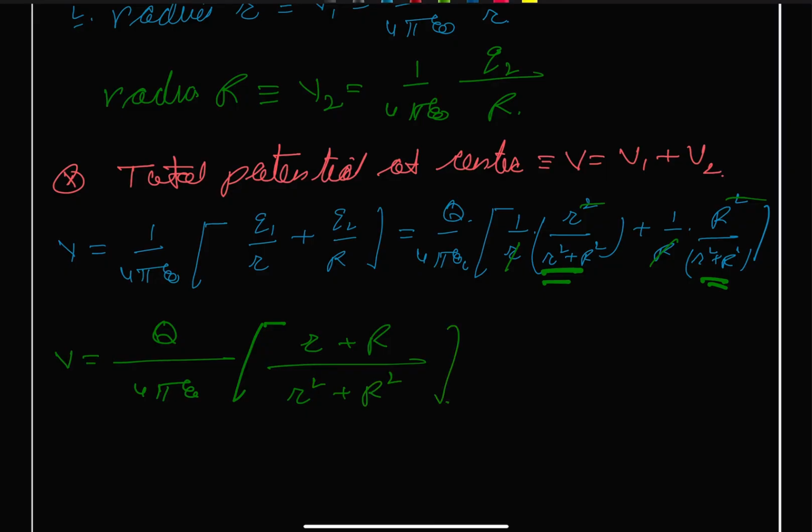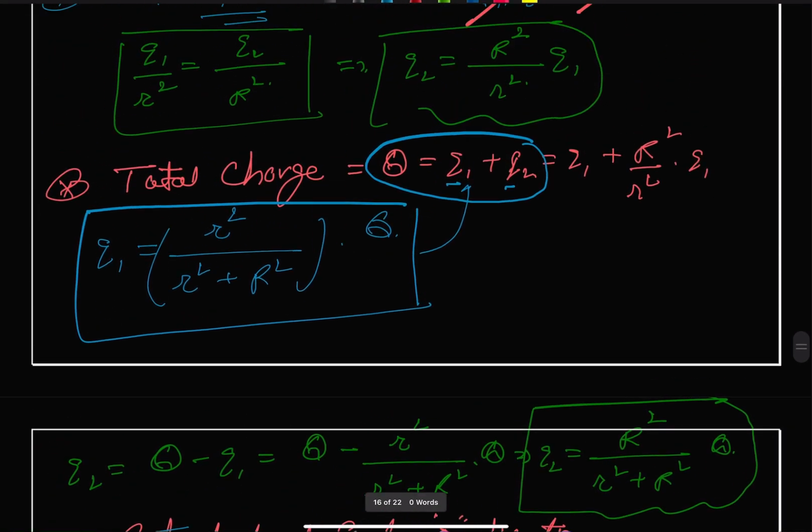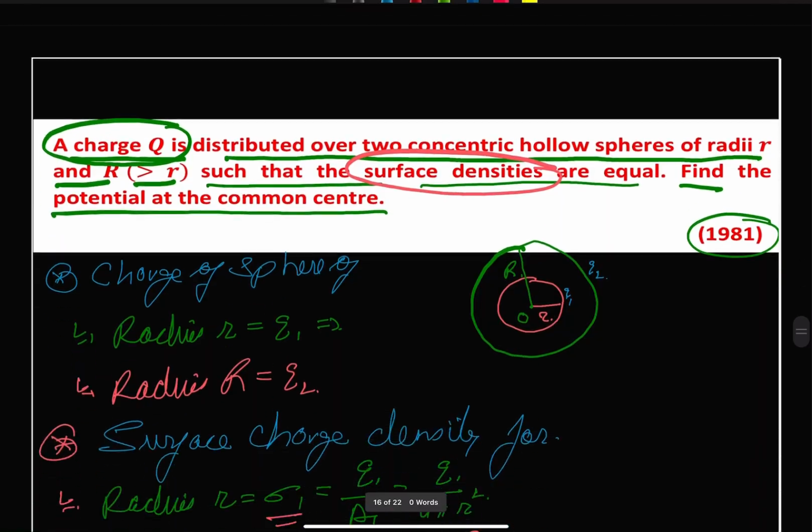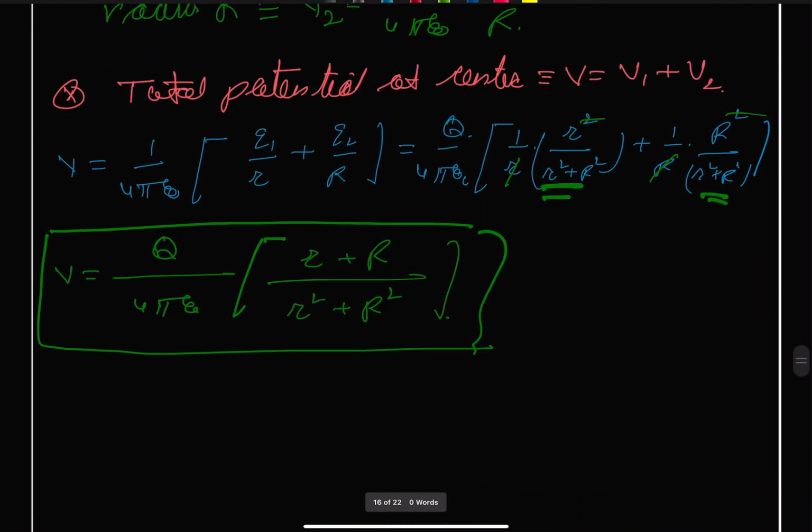Okay, so this is our potential at the common center. We found that out, and I think that is the only thing required. Yeah, so this was the only thing required. Next question.